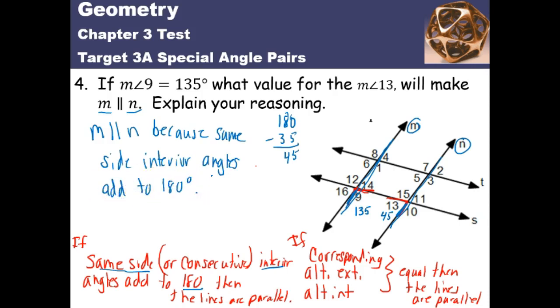And another word for saying adding to 180, another word that we can use instead of writing add to 180, is we could say same side interior angles are supplementary. So I don't care which you use, whether or not you use add to 180 or supplementary. They mean the same thing. Add to 180 means supplementary. So we know same side interior angles are supplementary, and I tried to teach the alliteration same side supplementary. But remember, supplementary means adds to 180. Okay. Number 5.